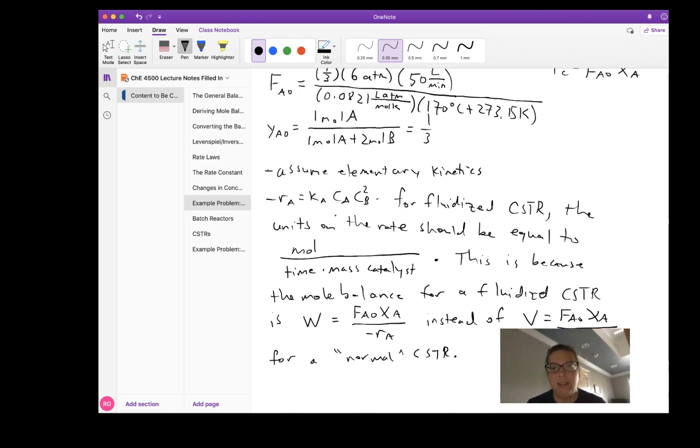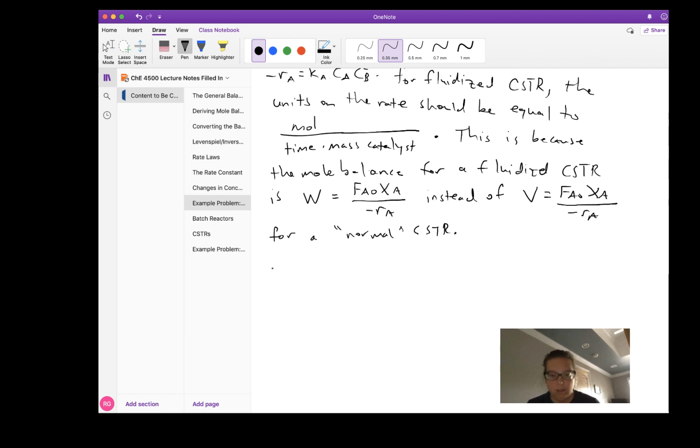So instead of k times Ca times Cb squared, it's going to be equal to k times Pa times Pb squared. So the rate, negative Ra, equals Ka times Pa times Pb squared.